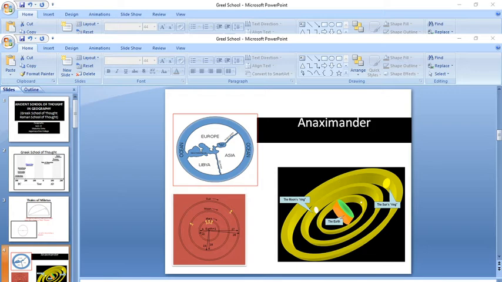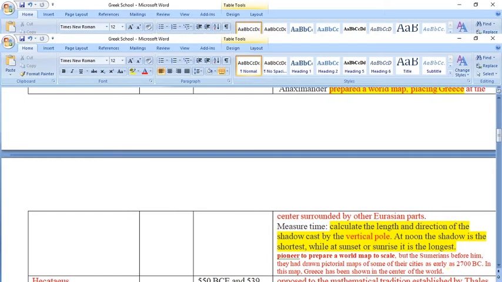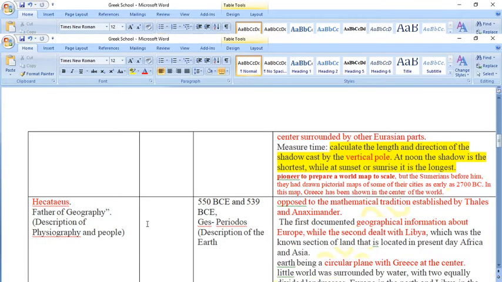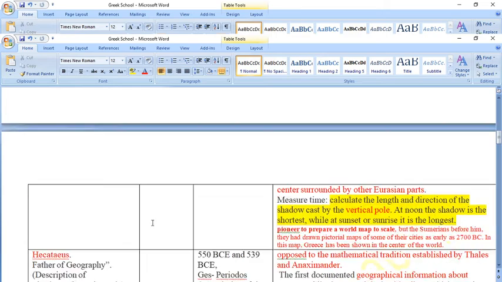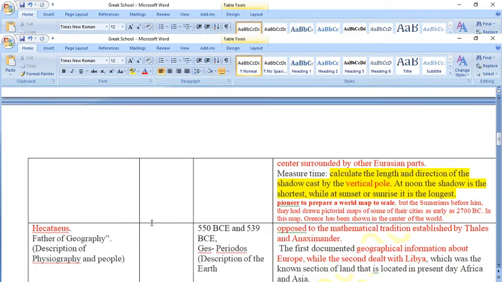Now, Hecataeus. Hecataeus was the father of geography. Before Hecataeus, we did not directly call anyone a father of geography. Hecataeus was the first person whom we called the father of geography.